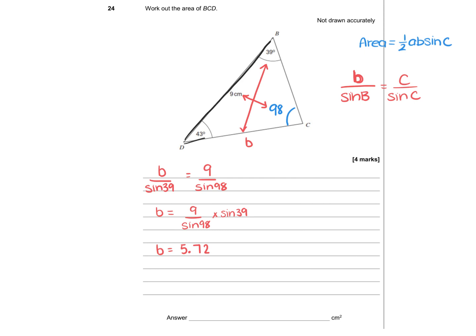From there, I can see that I have this side and also this side and the angle in between them, so I can go ahead and find the area. The area of the triangle is going to be 1/2 times 9 times 5.72 times the sine of 43. So 0.5 times 9 times 5.72 times the sine of 43 degrees. I got 17.55. I'm going to call it 17.6, and this is centimeters squared. The units are obviously on the line. 17.6. There you go. That's how I'd answer that question.